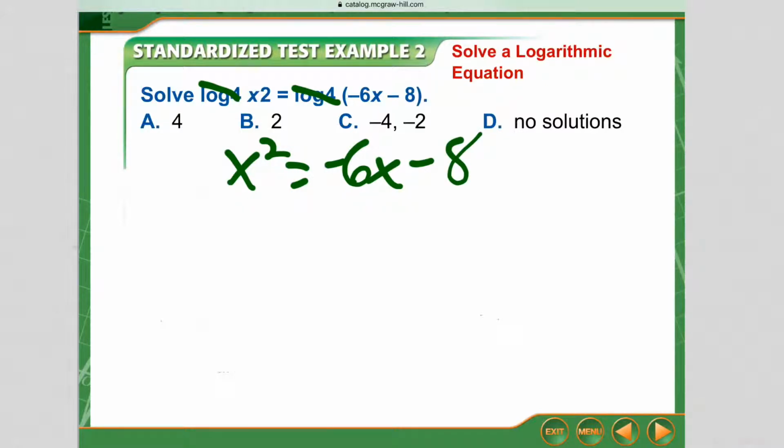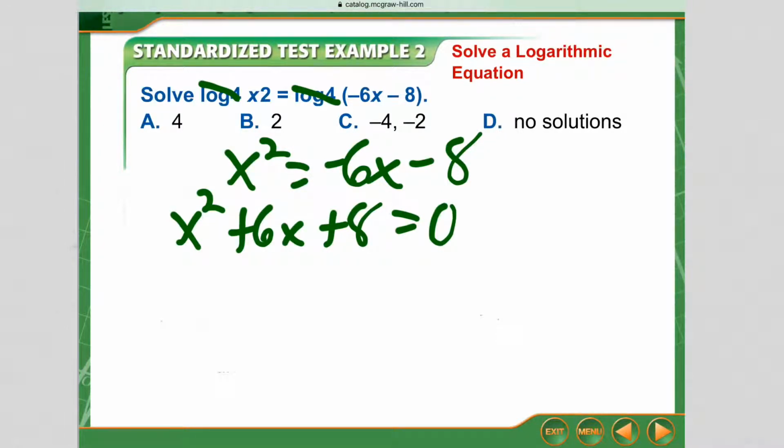If you look at this, this is a quadratic equation because we have an x squared. So if you remember, we have to first get it to equal 0. So we have to move over both the negative 6x and the minus 8. So we get x squared plus 6x plus 8 equals 0. Then from there, we always have to factor. So we're going to do our smile.